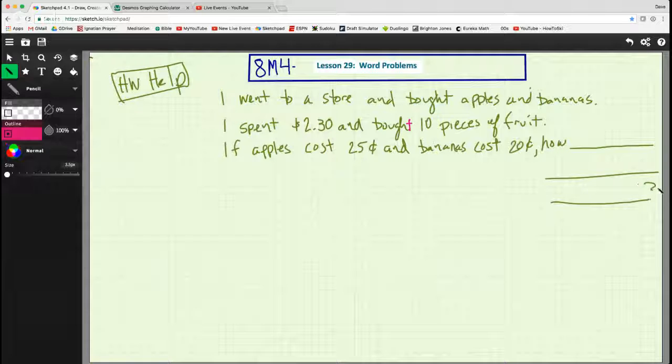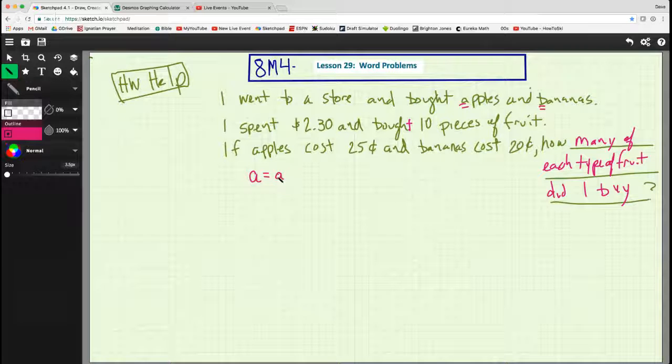Well, what is it that I don't know? The question is going to be how many of each type of fruit did I buy? So we can use A and B because those don't look like numbers. It's not like O's, which look like zeros. So we're going to say A equals the number of apples I bought, and B equals the number of bananas I bought.